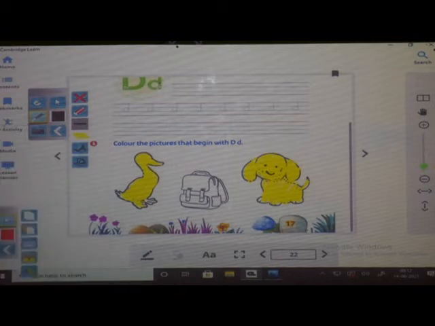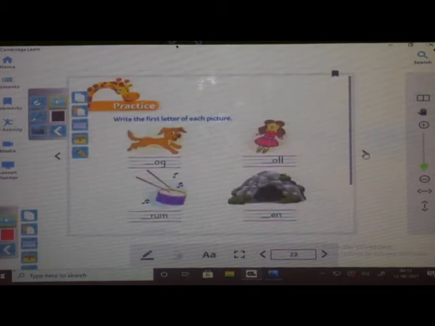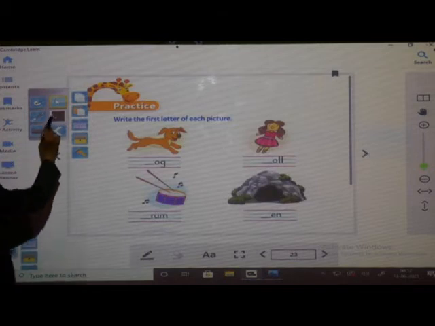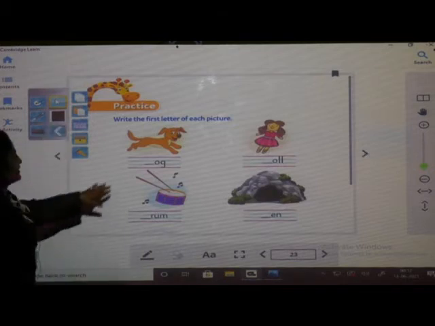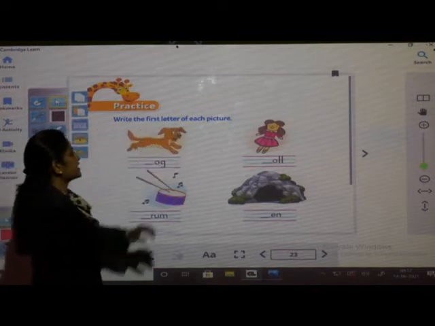Finished? Very good. Now you have to turn the page. Page number 18. Okay? We have to do this practice. See here, write the first letter of each picture.